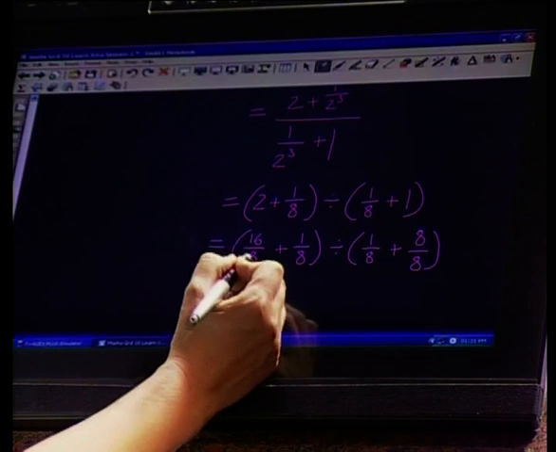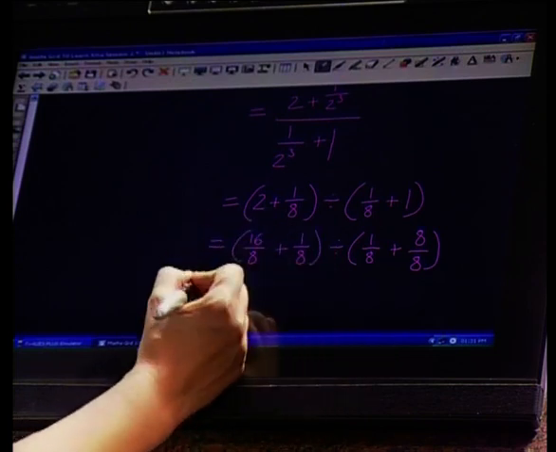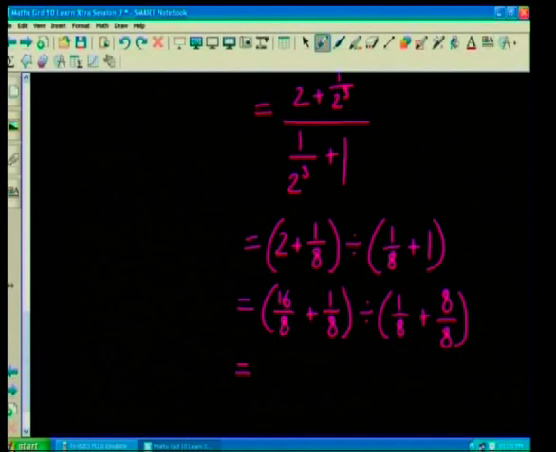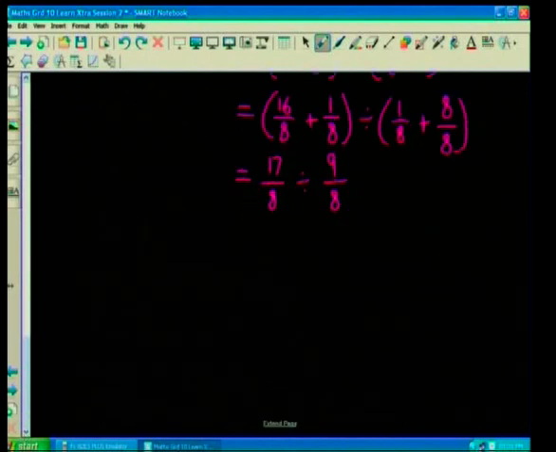Okay. Now that we've got the common denominators the same, we can now add the numerators, and for that reason I'm going to let the brackets fall away. So 17 over 8 divided by 9 over 8. Do we like to divide by fractions? No, we don't. So let's change it to a multiply. And we'll put the numerator in the denominator and the denominator in the numerator for the second fraction.